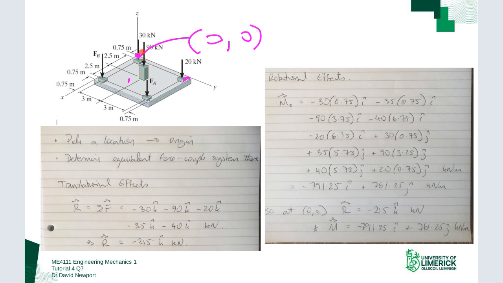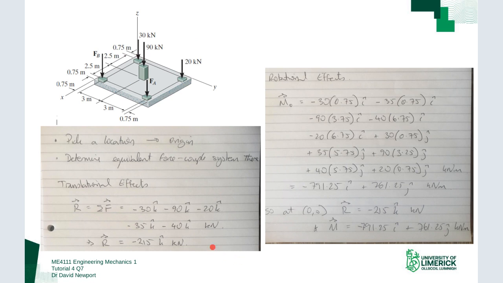Once I have that done, what I'm going to do then is I'm going to figure out, well, where does that resultant force need to be located so that the moment is cancelled out. And so that's the nub of the approach. So the first step is to pick a location, which I've chosen as the origin. And I'm going to determine the equivalent force coupled system at that location.